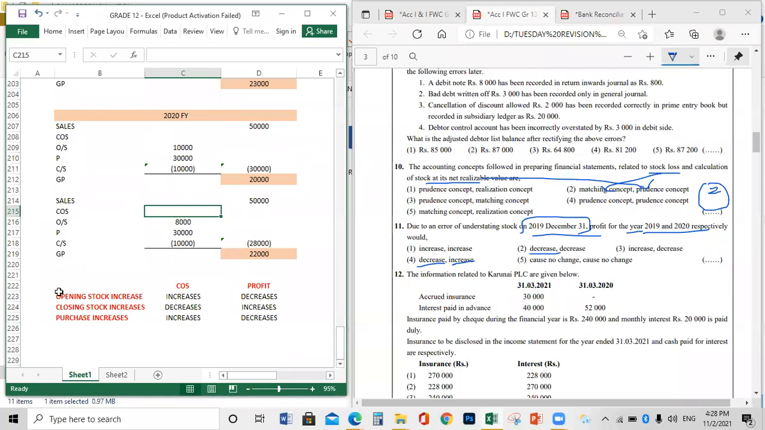So if you ask me, opening stock and cost of sales is positively related. Remember, if one is positively related, profit will be negatively related, opposite. If cost of sales increases, profit decreases. So you just have to remember only one thing. Opening stock and cost of sales is positively related, closing stock and cost of sales is negatively related, purchase and cost of sales is positively related. Remember, if opening stock increases, cost of sales increases. Cost of sales increase means profit will decrease. Always this and this opposite.